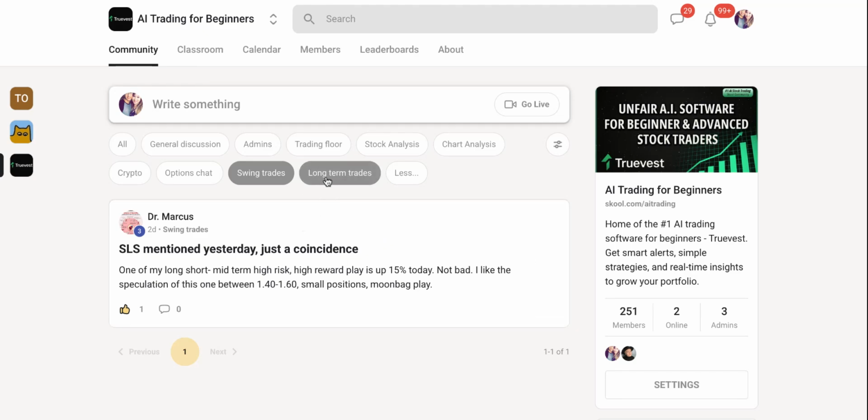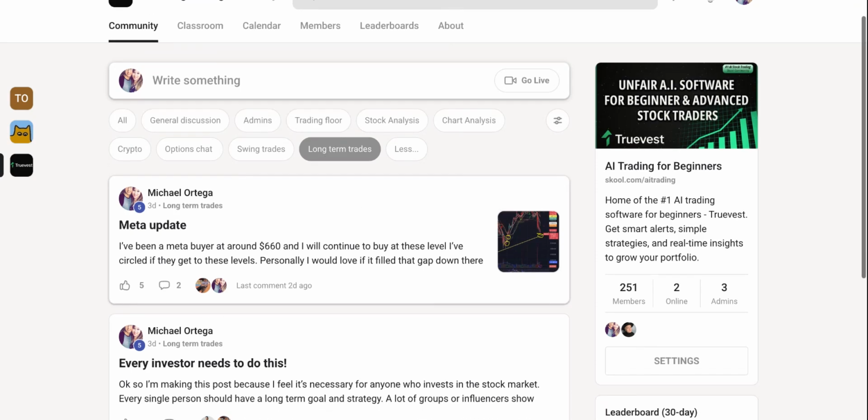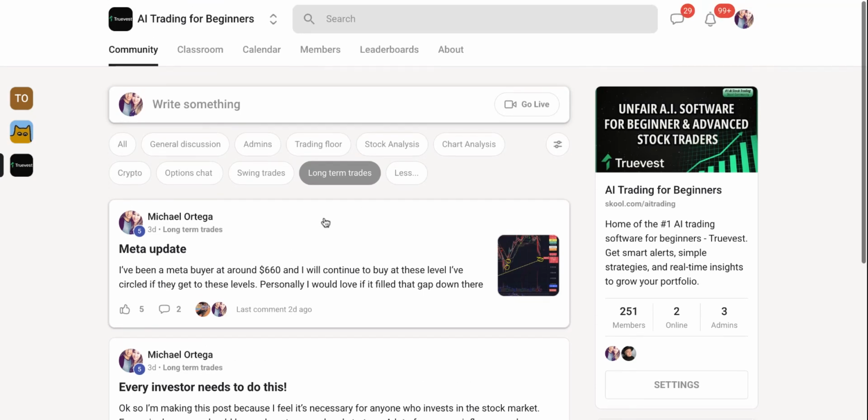And then you got your long-term trades. So this is where I'm going to be posting my longer term plays, where I'm going to be buying. And this isn't a quick flip. This isn't a buy the stock and then tomorrow you're up 400%. You know what I mean? Again, look, I've been buying Meta since $666. Meta currently is at 580. So I'm down on that position. But again, this is my long term trade.